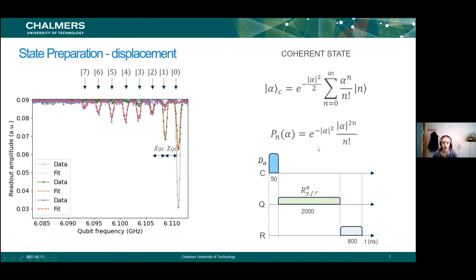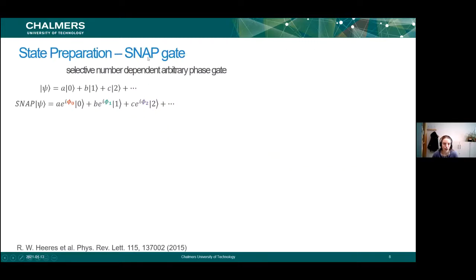So here there is nothing quantum yet. That's where the snap gates come in, and that's what we need a transmon for. So the selective number dependent arbitrary phase gate: if we have some arbitrary state in the cavity, what the snap does is that it will add an arbitrary phase to each Fock state, to each Fock number.